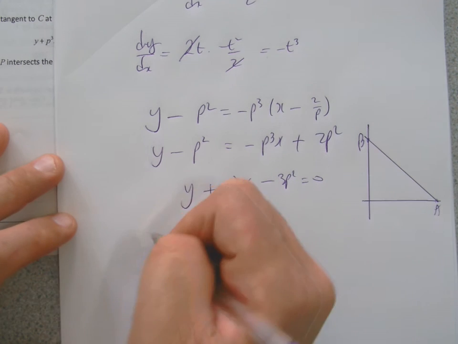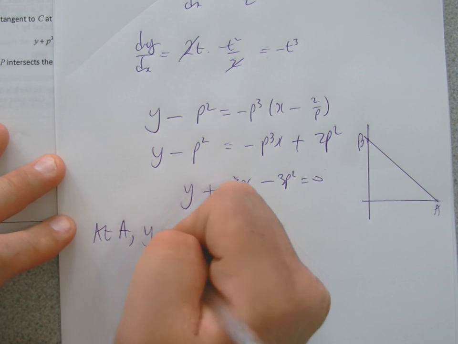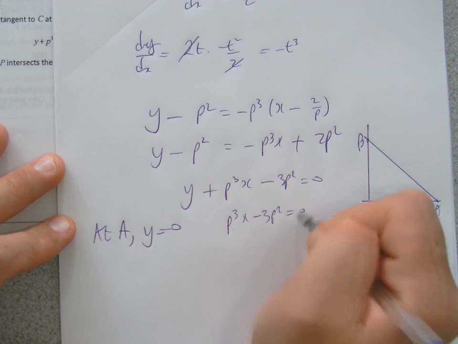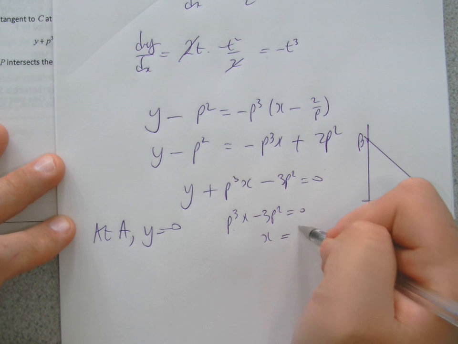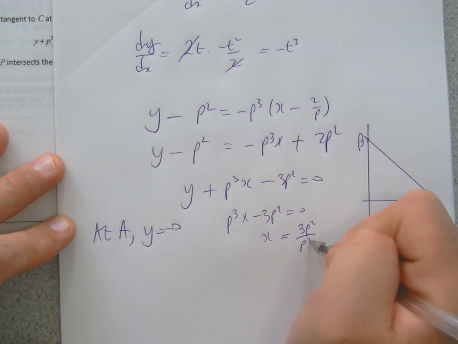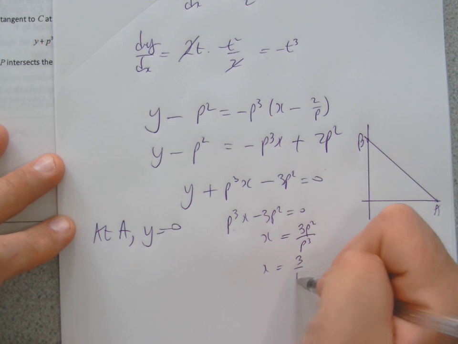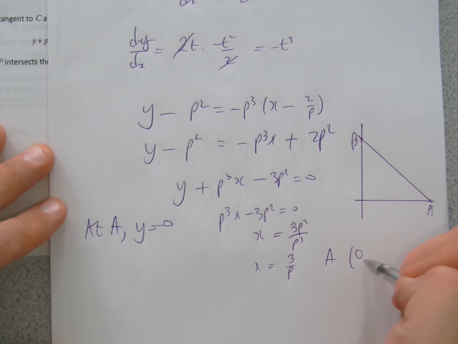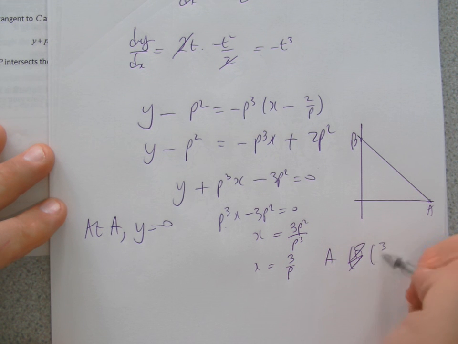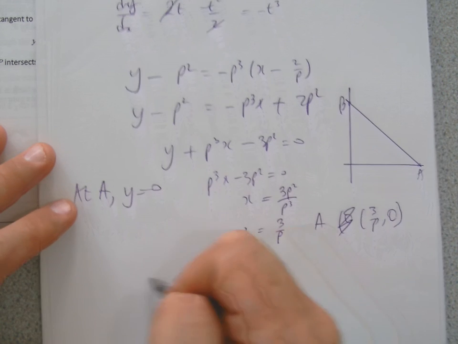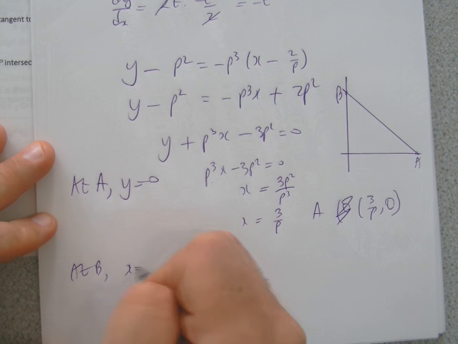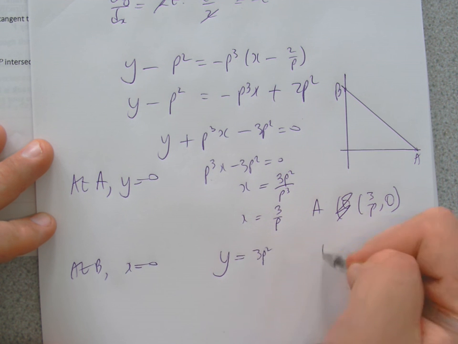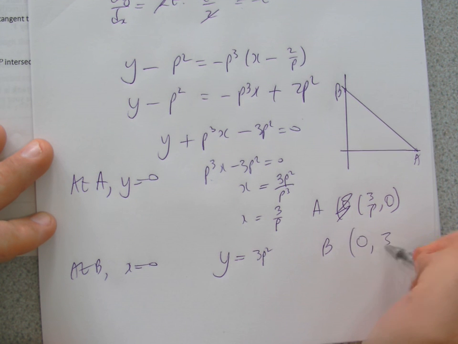So you could say, look, at A, y is equal to 0, which means p cubed x minus 3p squared equals 0. So x will equal 3p squared over p cubed, so x will equal 3 over p. So the coordinate of A will be 3 over p, 0. At B, of course, x is 0, which means y will equal 3p squared. So B then will be 0, 3p squared.